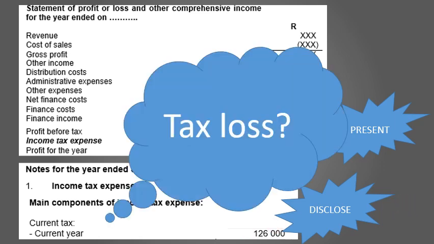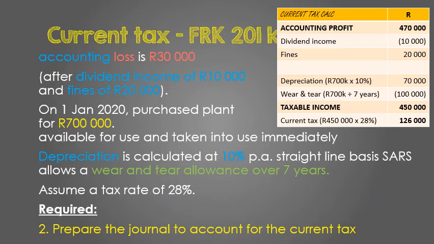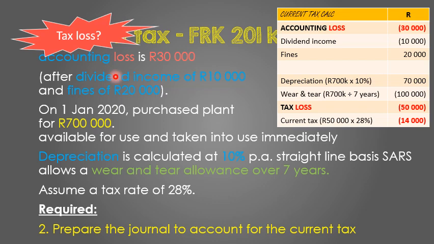What happens if we have a tax loss? So now we had a taxable income and we did the journals for that and we presented and disclosed that. But what happens if we have a tax loss? If we change the information in this question so that we start off with an accounting loss and we still make the same adjustments that we did in the previous example, we end up with a tax loss, which if we take 28% of that gives us this negative 14,000.